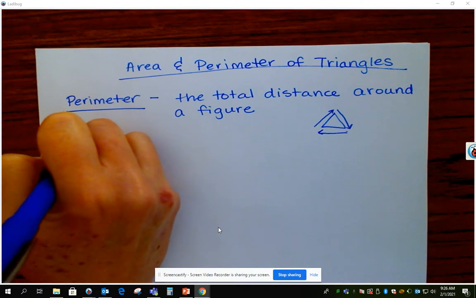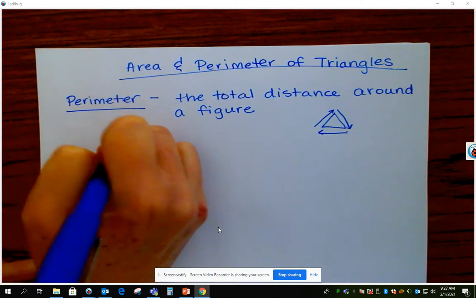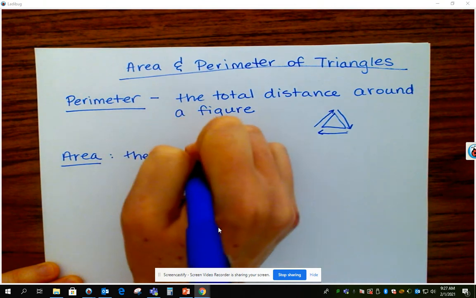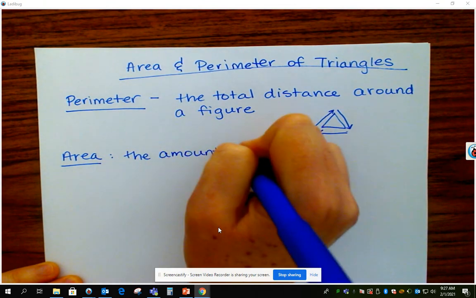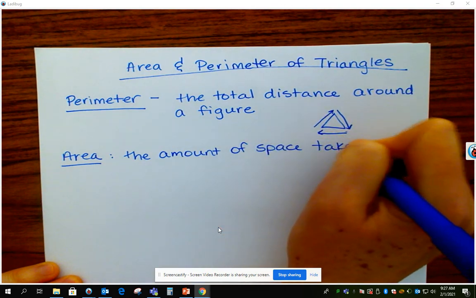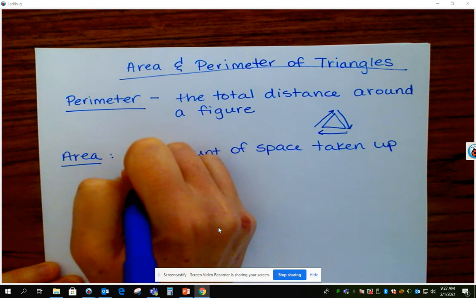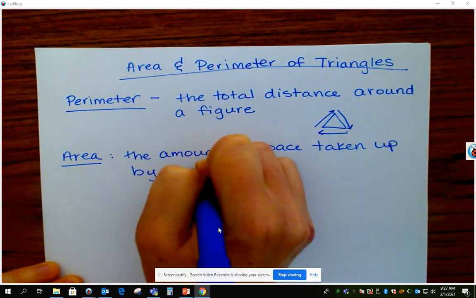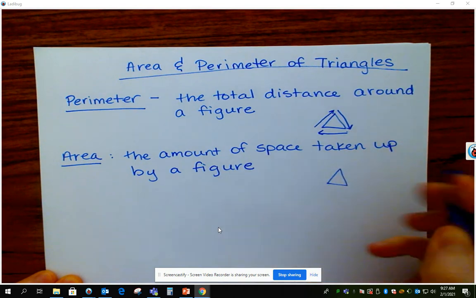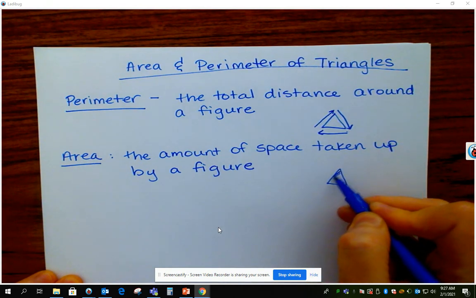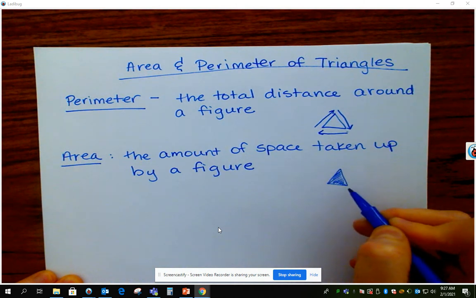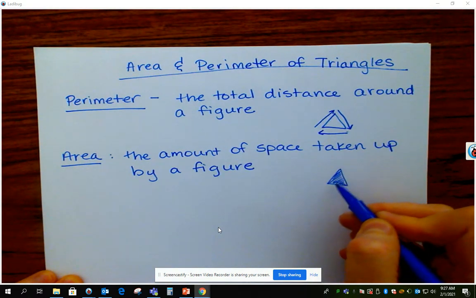Now area is the amount of space taken up by a figure. So if we have our triangle, it's if we were to shade in this entire space, or say, think about if I was going to paint the triangle, how much area that would be.